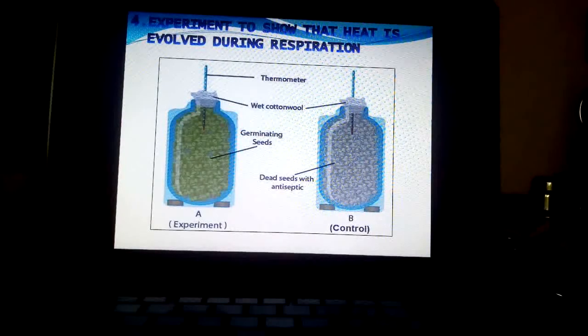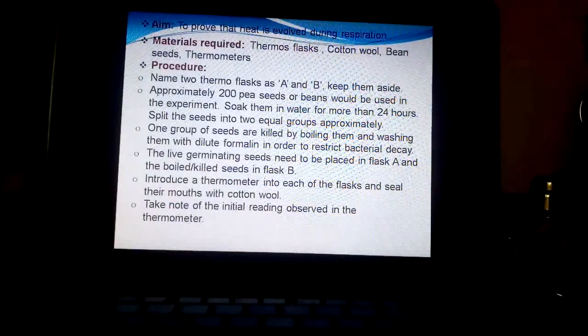Experiment 4. Experiment to show that heat is evolved during respiration. So here we are taking two thermos flasks. One is a control set and another is the experiment set. So let us see the experiment now. The aim is to prove that heat is evolved during respiration. And the materials are thermos flasks A and B, cotton wool, bean seeds, thermometers. Got it?